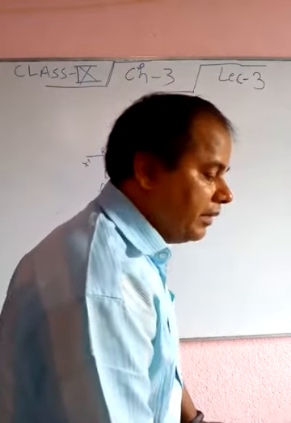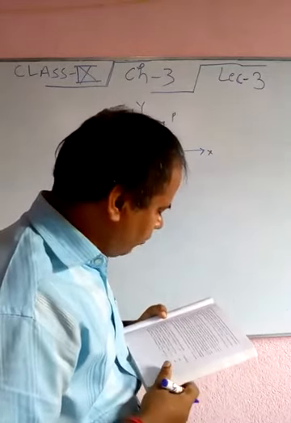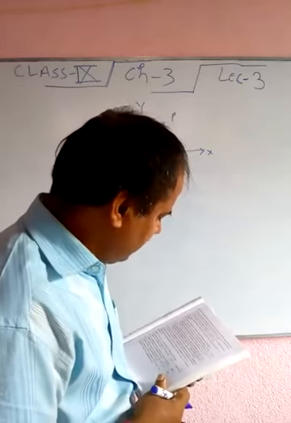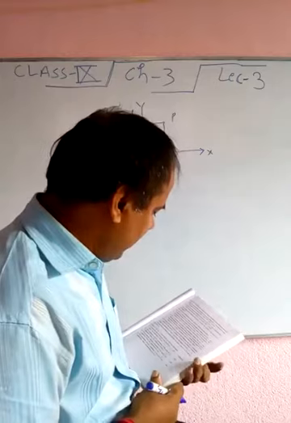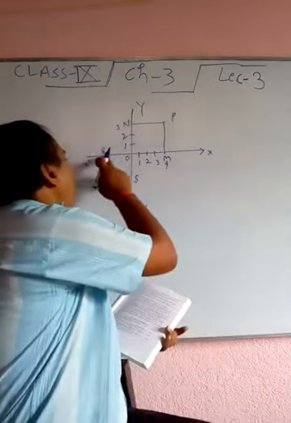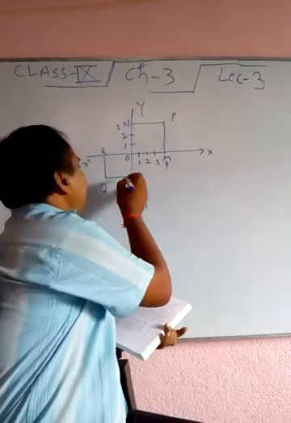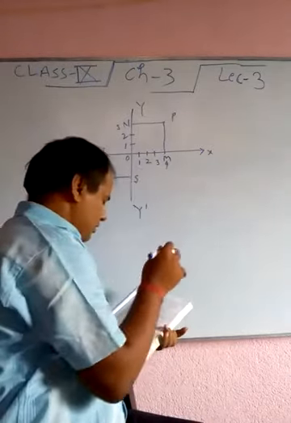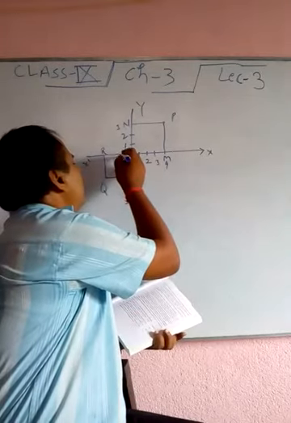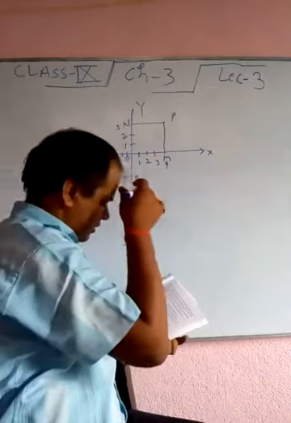Next, page number 57. The perpendicular distance of the point Q from the y-axis measured along the negative direction of the x-axis is OR is equal to SQ is equal to 6 units. That means 1, then 2, then 3, then 4, then 5, then 6.